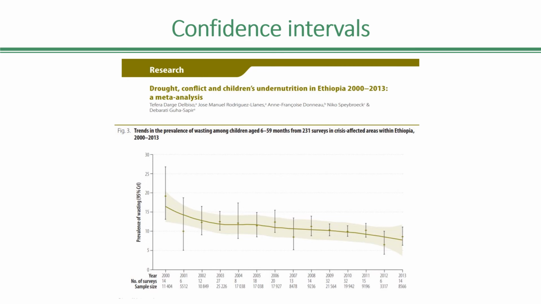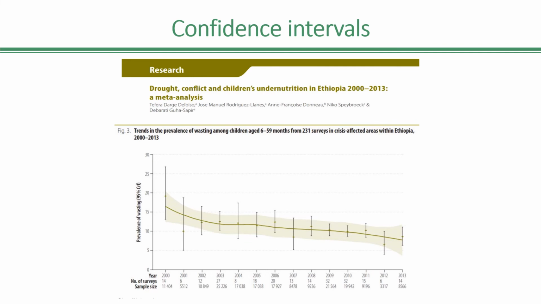It is important to take confidence intervals into account when comparing data or looking at changes over time. For example, the paper Drought, Conflict and Child Undernutrition in Ethiopia looks at the prevalence of wasting between 2000 and 2013. On the x-axis, you have the prevalence of wasting, while on the y-axis, you have the survey year. The dots represent the prevalence of wasting in the sample population, while the horizontal lines on either side of the dots represent the 95% confidence intervals.